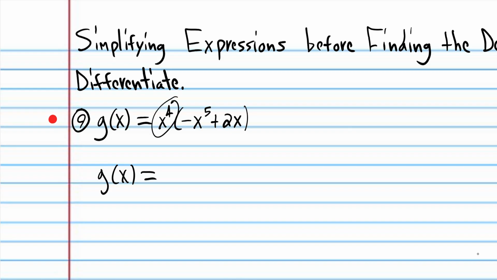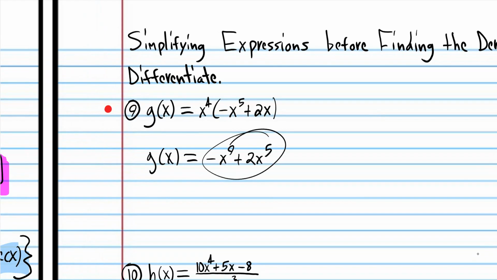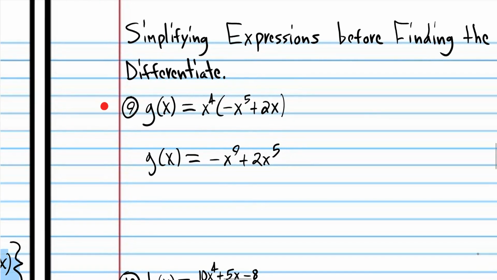I'm going to distribute the x to the 4th, use the distribution property, and I get negative x to the 9th plus 2x to the 5th. And it's going to be a lot easier to find the derivative of this expression than this expression, because I don't have to use the product rule anymore. So again, we didn't find the derivative, we just distributed, but now we can find the derivative, and we're done.